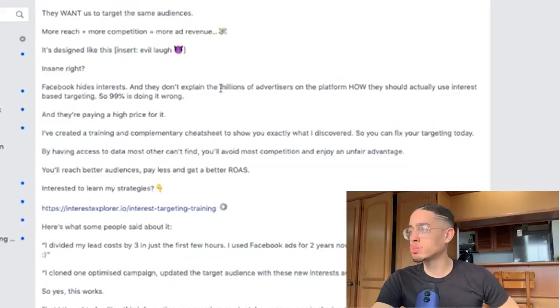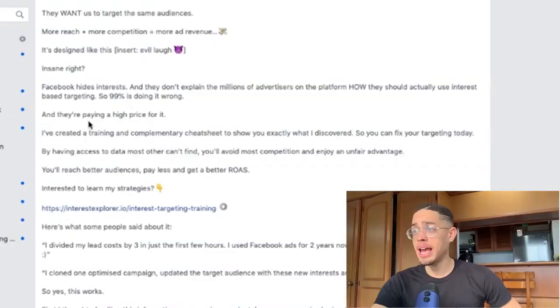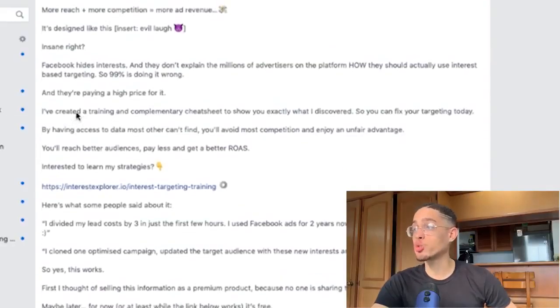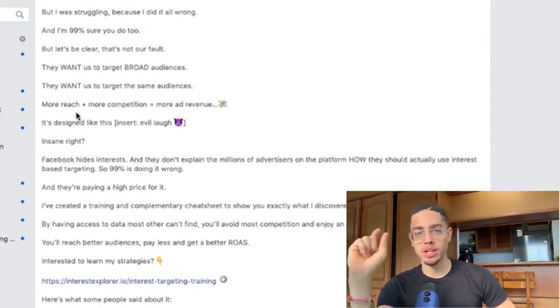And they don't explain to the millions of advertisers on the platform how they should actually use interest-based targeting. So 99% of the people are doing it wrong. The reason I keep saying 99% is he wants to stick that in your head, meaning you're part of that 99% who does not have access to this. Exclusivity. He wants you to be like, oh, how do I get in the 1%, right? And they're paying a high price for it. I created a training and complimentary cheat sheet. So guys, the training is a sales video.